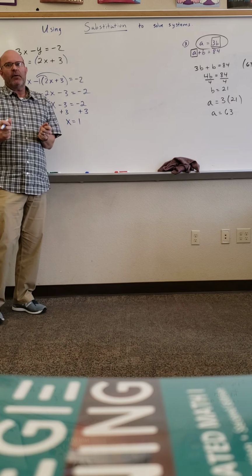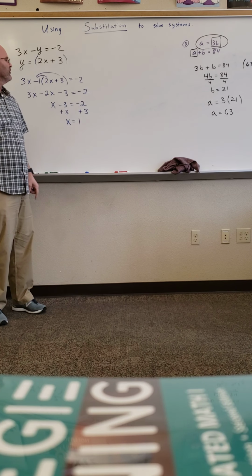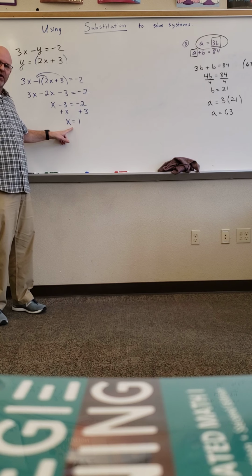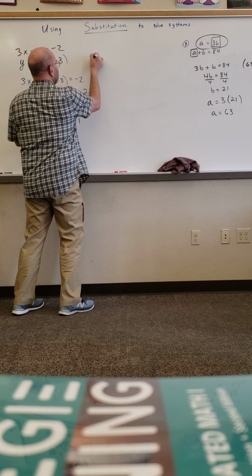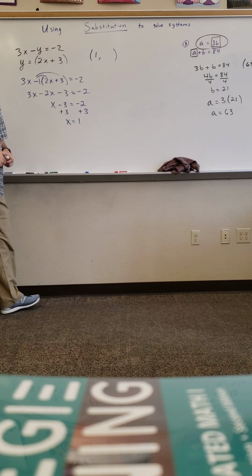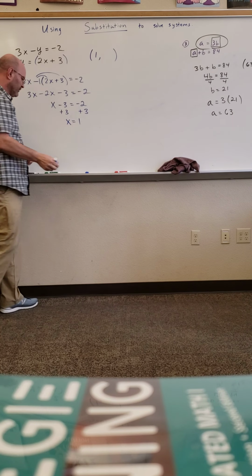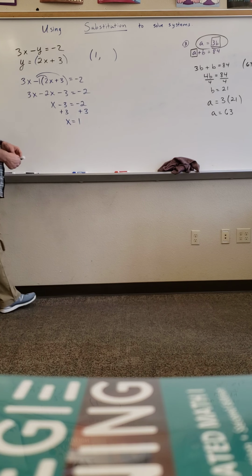Don't be a student that stops here and says, oh, I'm done, I found x. When you're working with systems, you're only half done once you find your first value. So here we know this point of intersection has to be 1 comma something, right? 1 comma something. And that y value is going to spill out to us if we just plug it in to one of the equations up top.